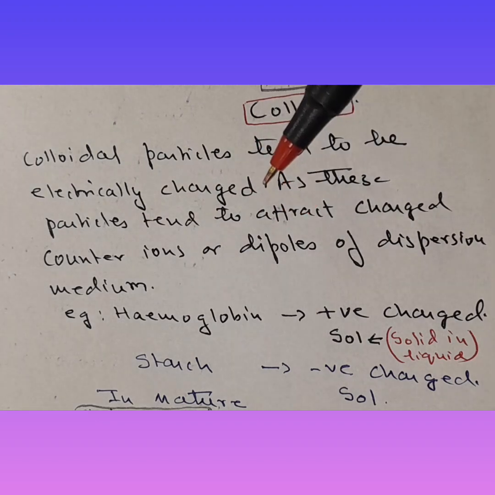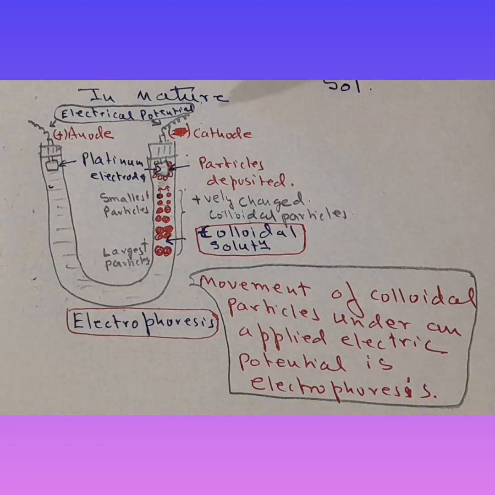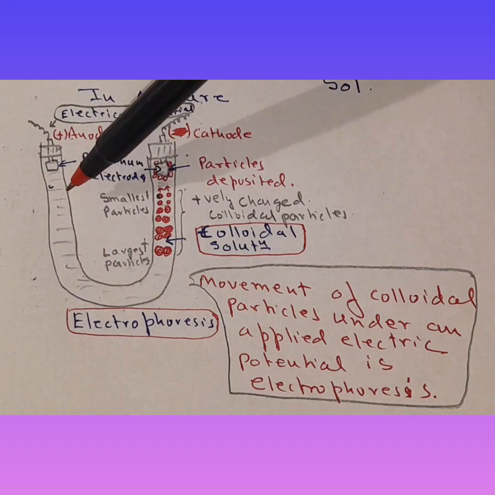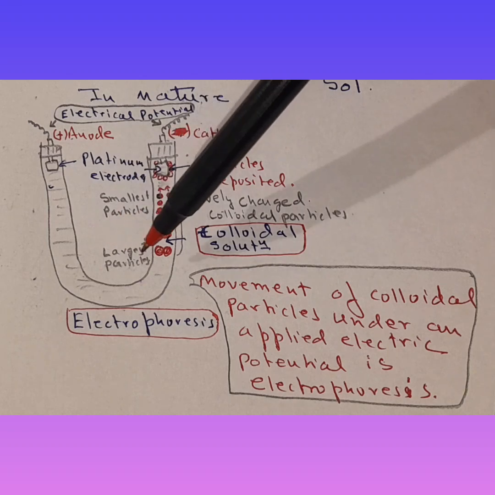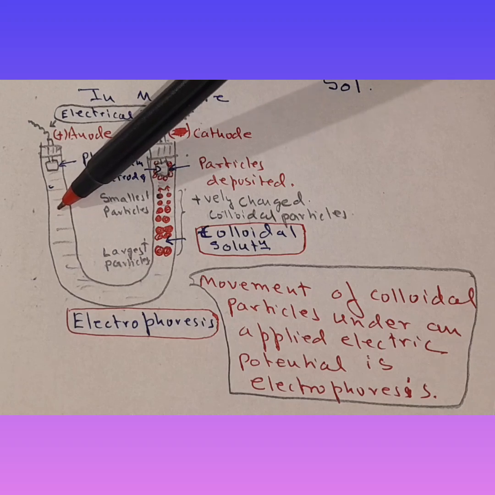Now let's get into a bit of its application, that is electrophoresis. Electrophoresis consists of a U tube which has got two platinum electrodes. Positive is anode, negative is cathode. So there's electrical potential over here. The tube is filled with colloidal solution. Now what happens? We assume that the colloidal particles here are positively charged.